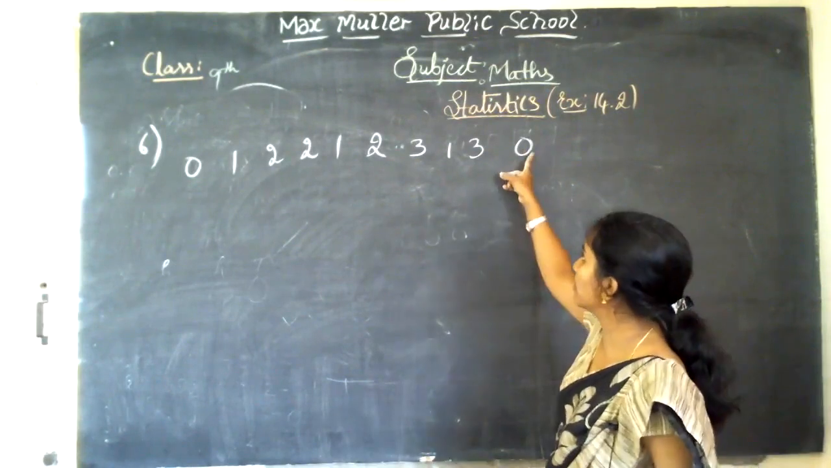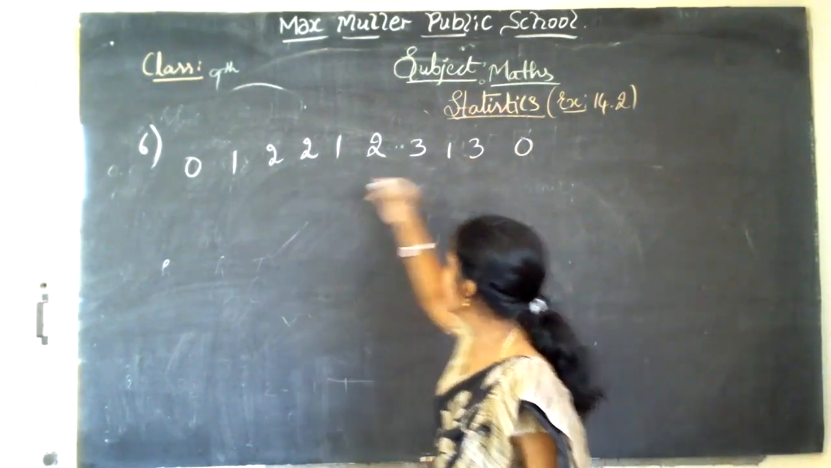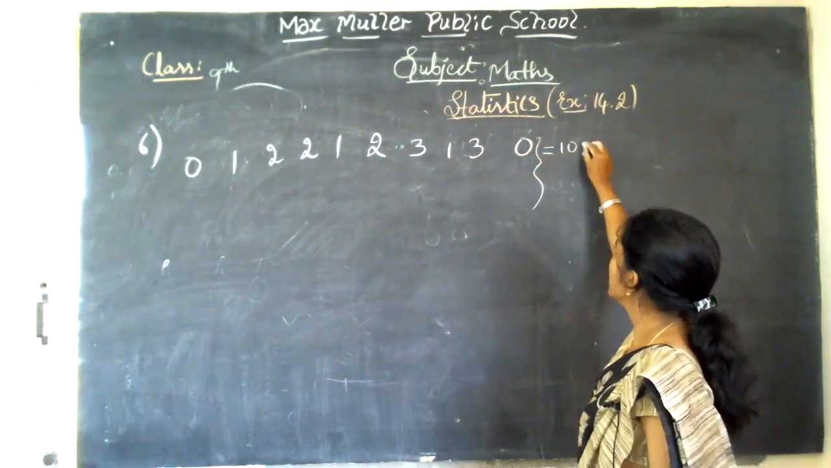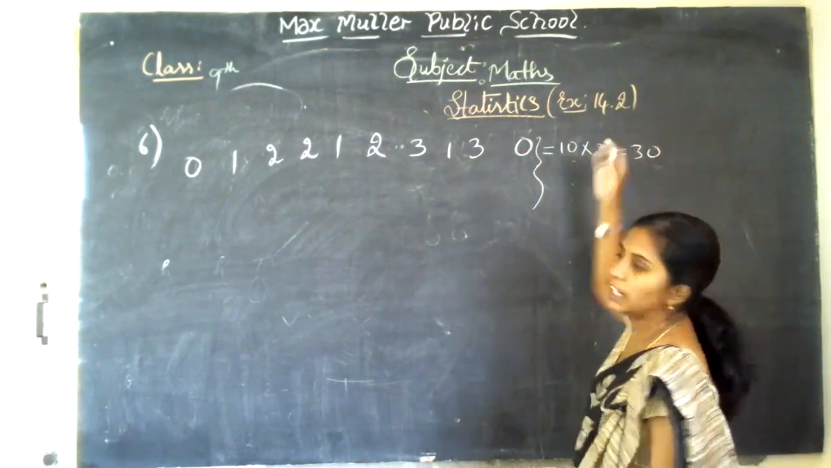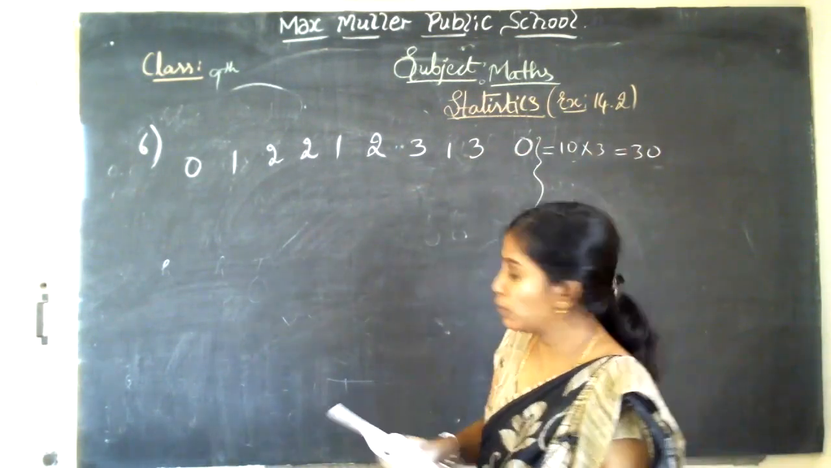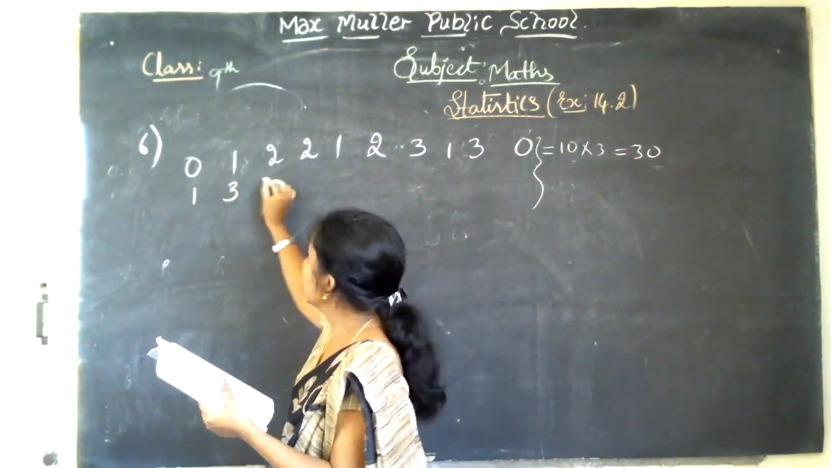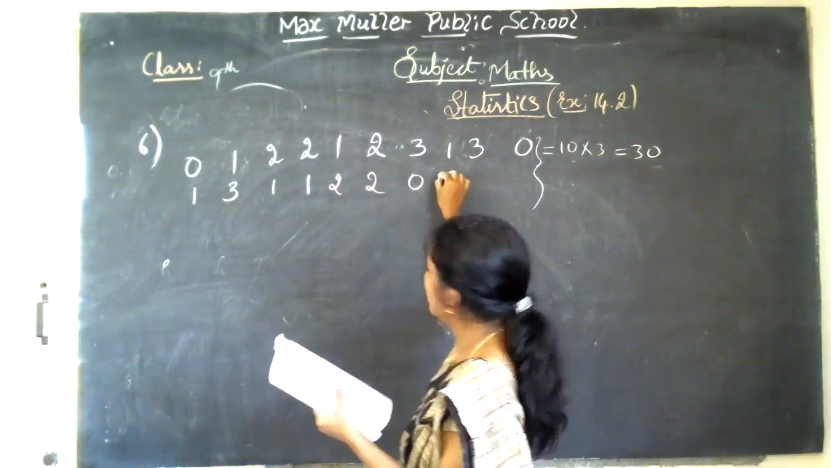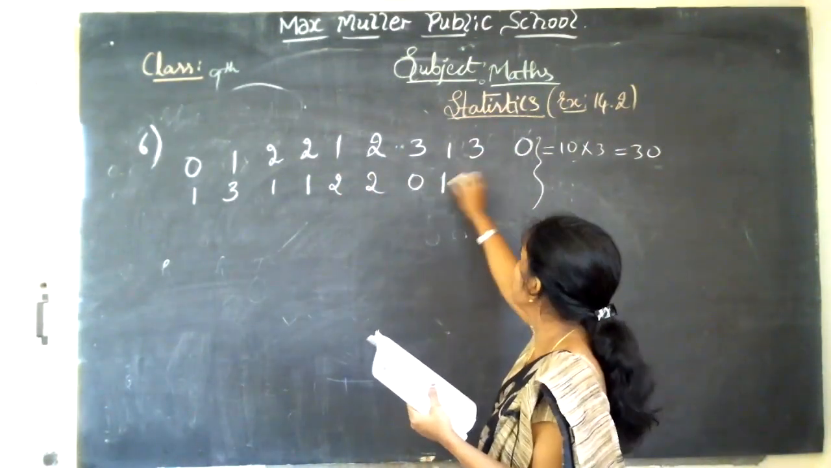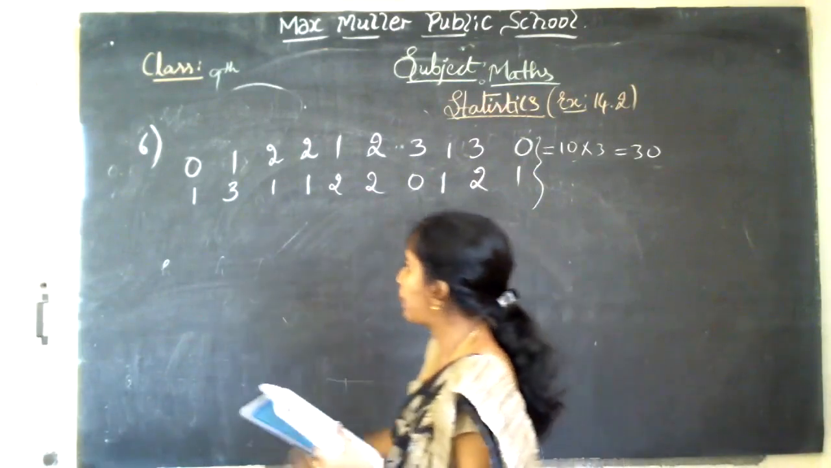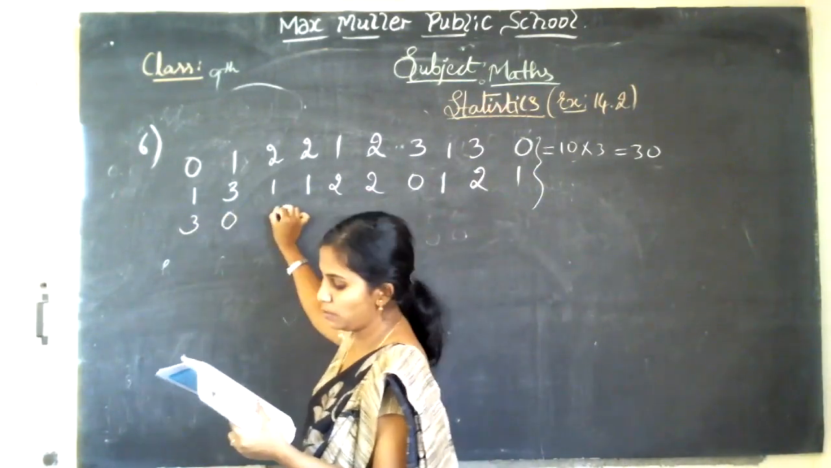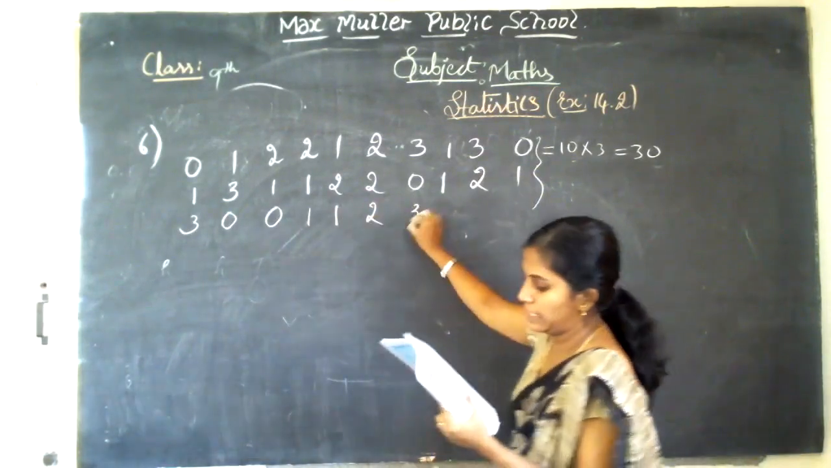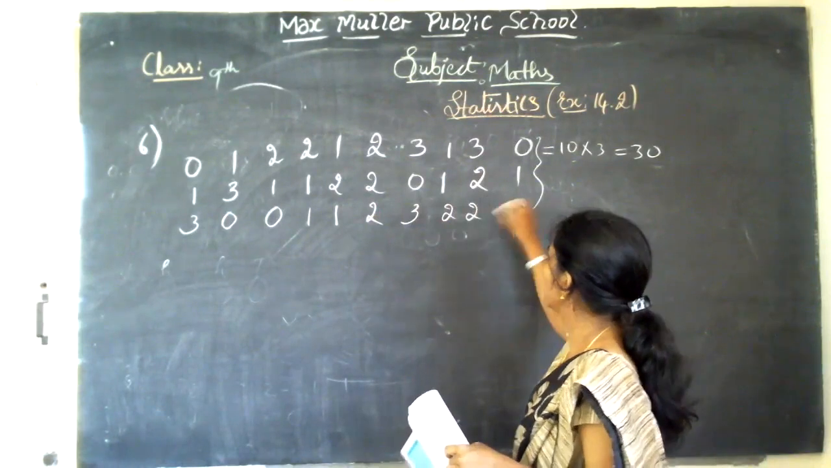They have given 10 numbers in the first row, and there are 3 columns, so 10 threes are 30. There are 30. So next, move to the second row: 1, 3, 1, 1, 2, 2, 0, 2, 2, 0, 1, 2, 1. The last row: 3, 0, 0, 1, 1, 2, 3, 2, 2, 0.